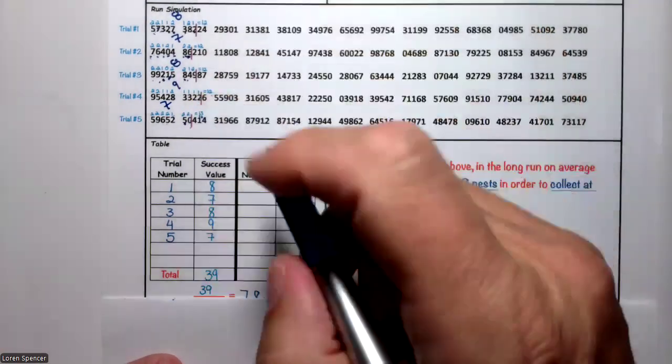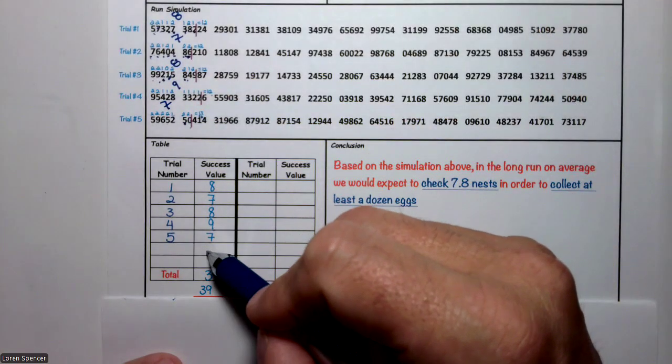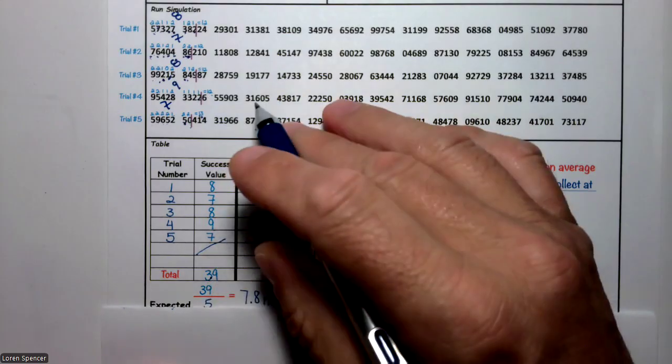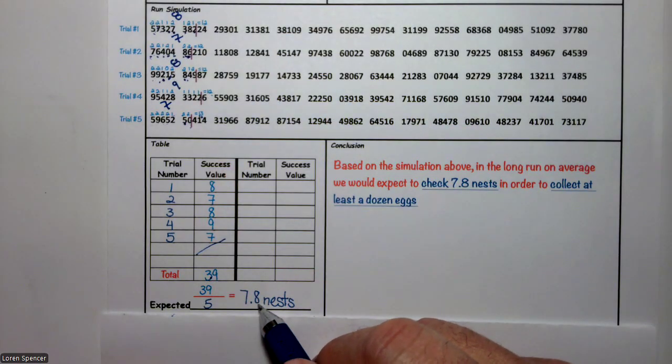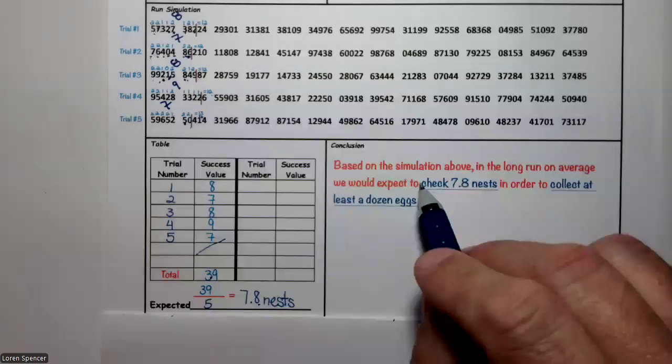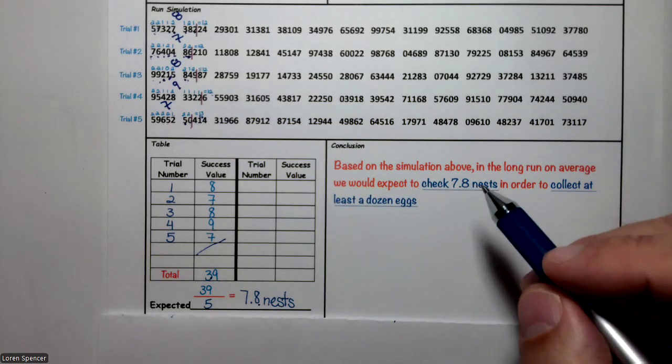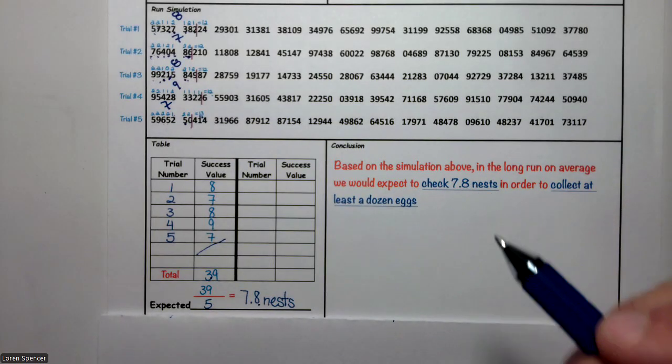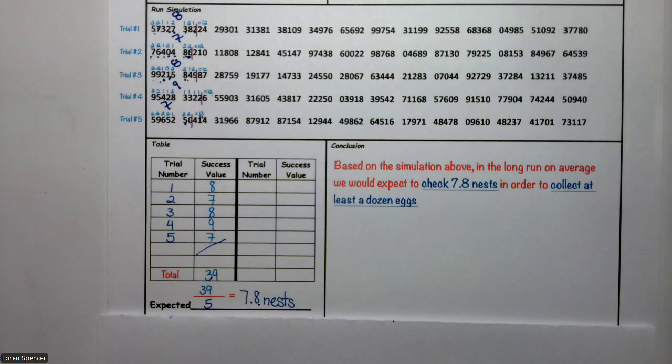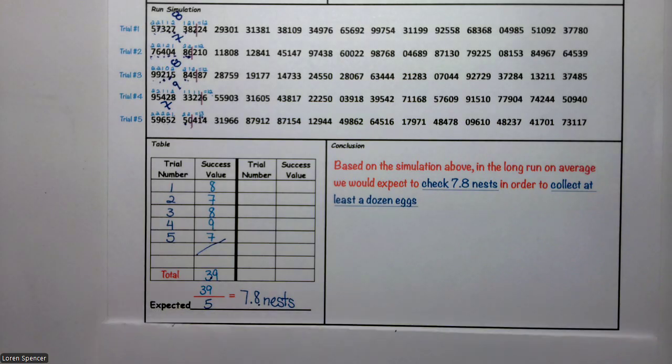I add those up. They add up to 39. I divide it by 5 trials, and I have 7.8 nests. So based on the simulation above, in the long run, on average, we'd expect to check 7.8 nests in order to collect at least a dozen eggs.